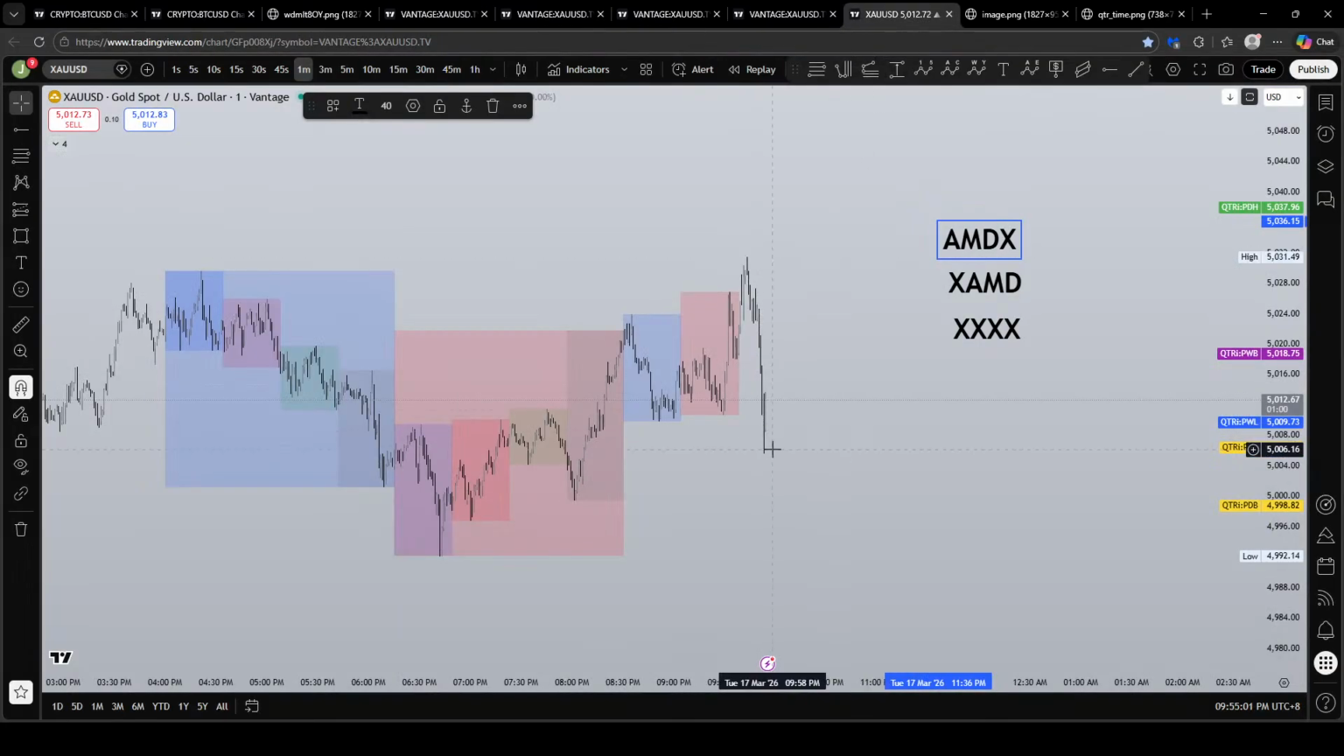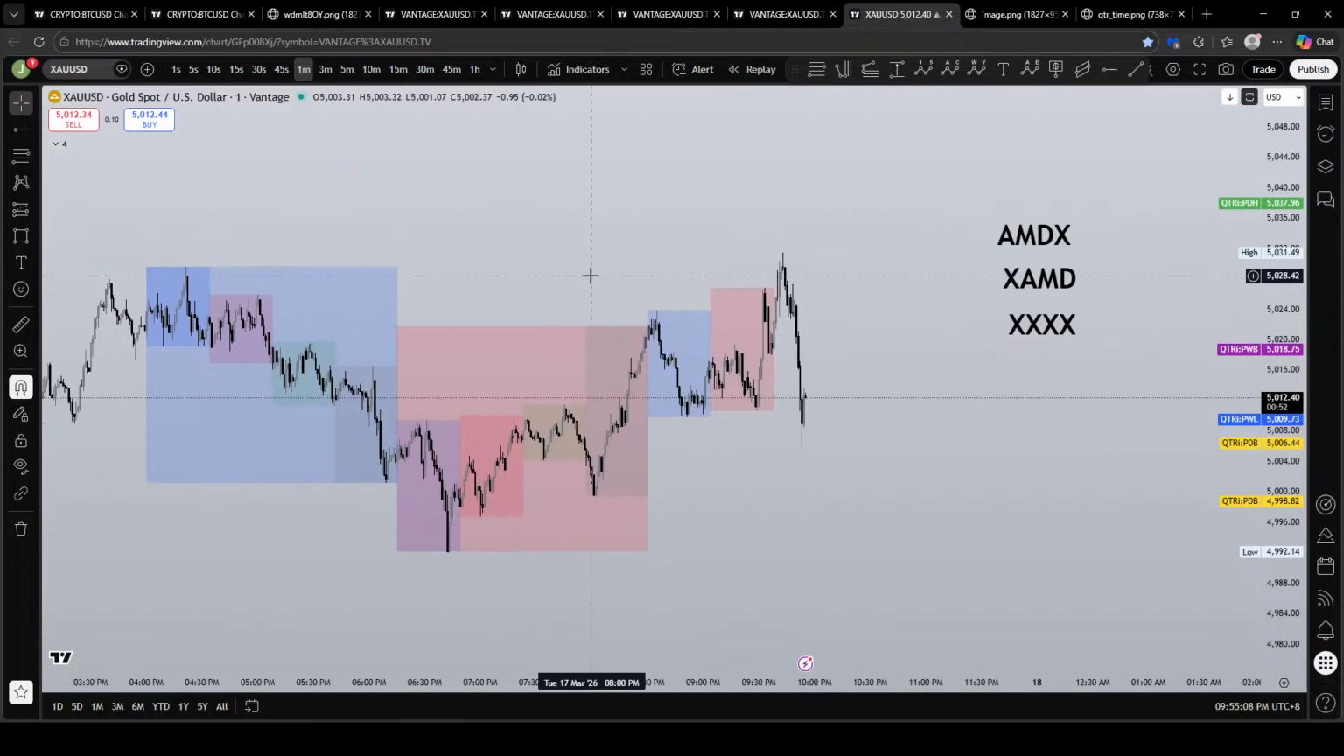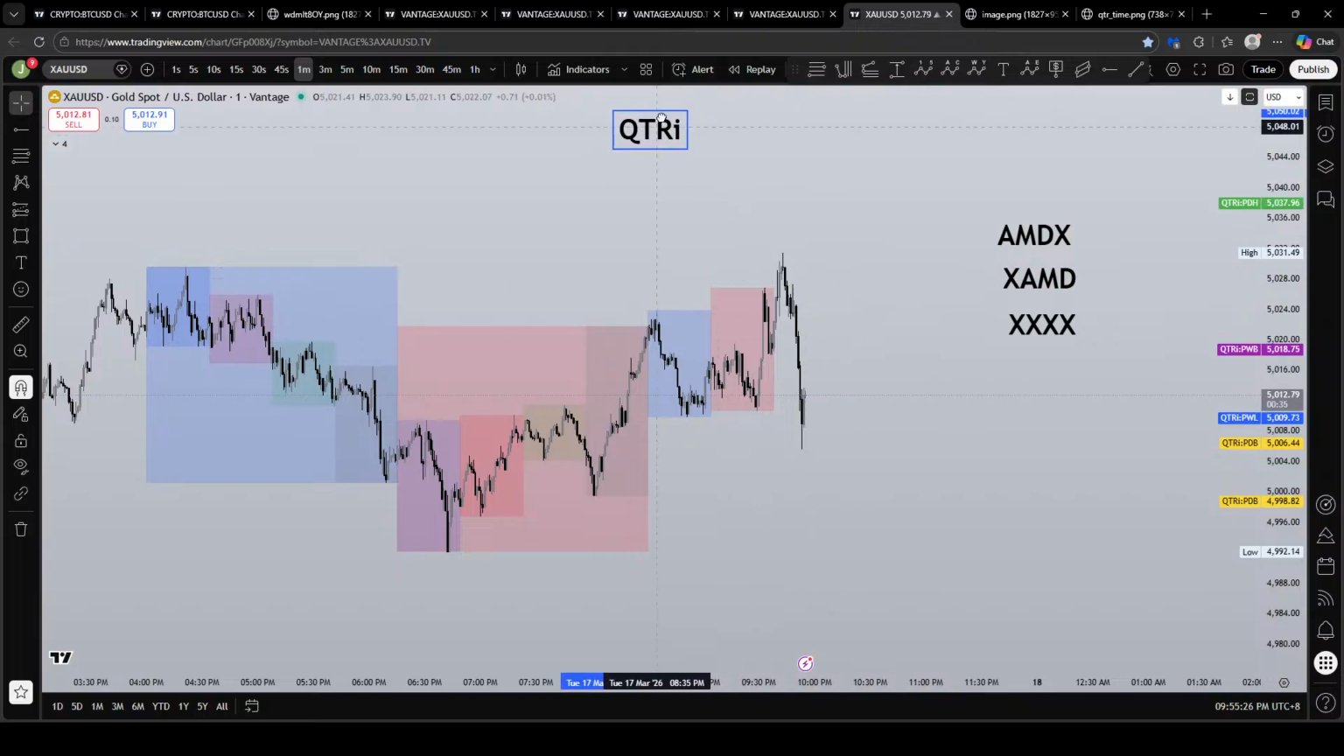Now, going back to the chart, since this is considered a QTRi, which stands for quarterly theory reloaded, with the I standing for intraday, the 4 quarters starting from 4 p.m. to 1 a.m., GMT plus 8, will be used for identifying the possible structure of the intraday setup.